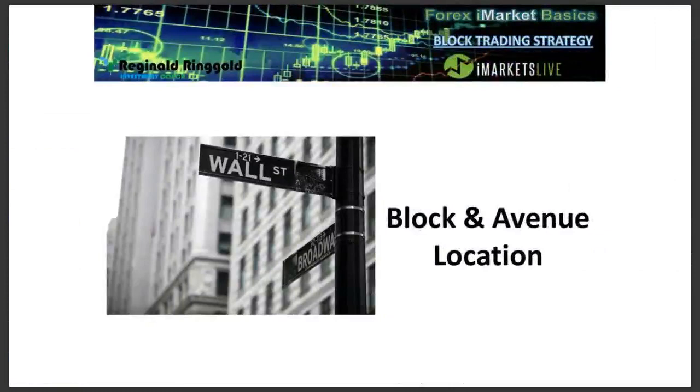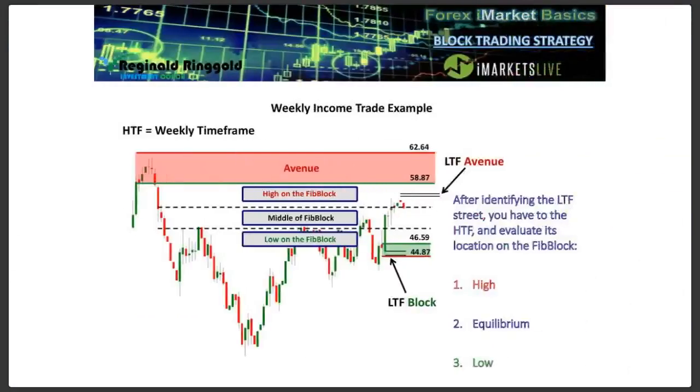Now, block and avenue location. Let's end here. I want to go with the grand finale to give you guys a good idea of how to locate these blocks and avenues, okay? So if I'm looking at the weekly income trade example, the higher time frame is the weekly. So that means after identifying the lower time frame street, you have the higher time frame, right? You've got to go to the higher time frame to evaluate its location on the fib block.